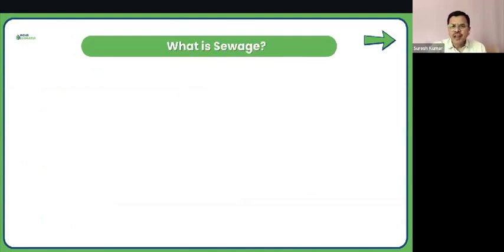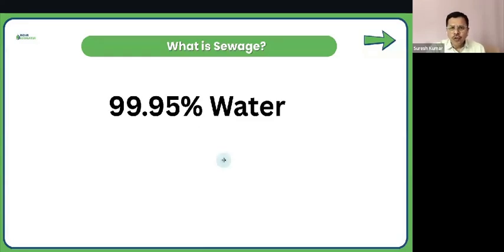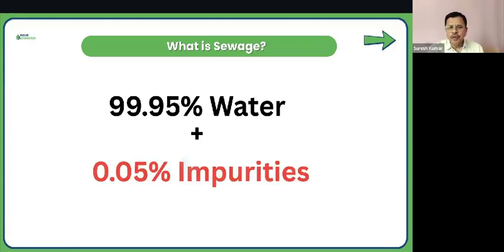Firstly, what is sewage? Let us understand what exactly is sewage. You will be surprised to know that sewage is 99.95% water. Okay, plus a 0.05% impurity. Whatever impurities we are talking about is only 0.05%.